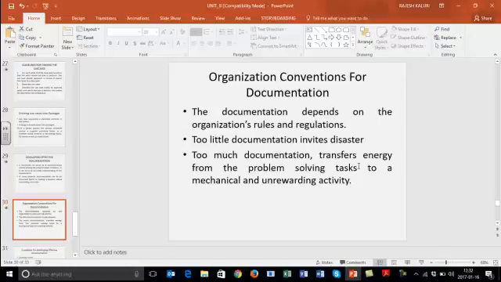is not advisable, because if you provide lots and lots of documentation, then it will be very, very difficult for the users to go through the whole documentation. That is the point which I have mentioned here. Too much documentation transfers energy from the problem-solving task to mechanical and unrewarding activities. That is one of the important points which you need to remember.